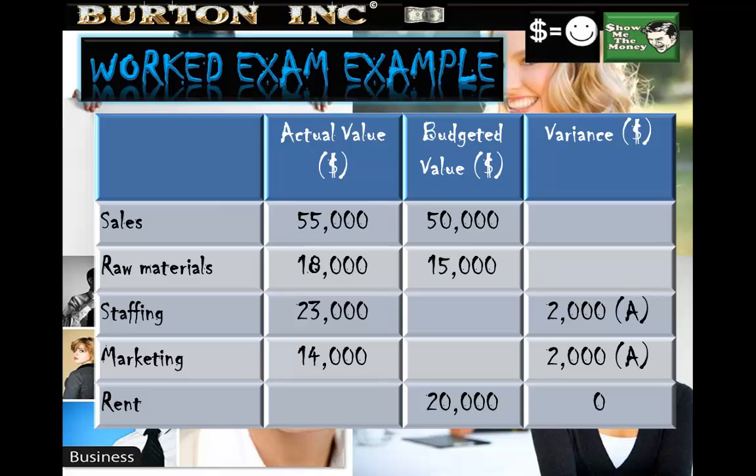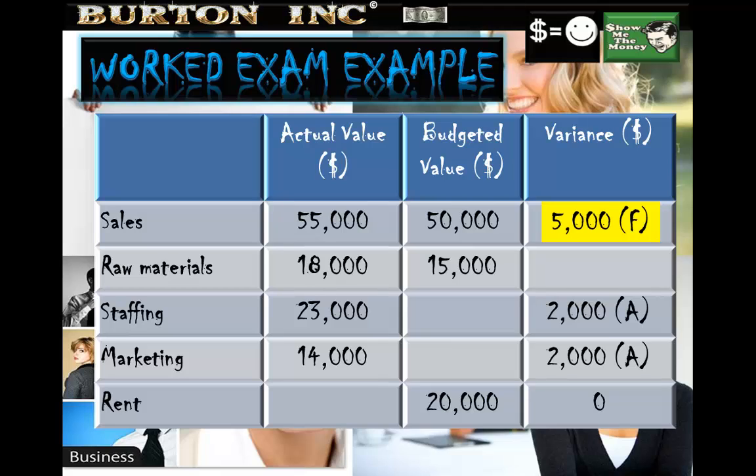Here we are. We've got a few departments here. We've got sales, raw materials, staffing, and we've got marketing department and rent. So these are all things that have been budgeted for. All you are required to do is fill in the gaps. So sales actually came in at $55,000 for whatever accounting period this is, perhaps for the month. And there was a budgeted value. The organisation budgeted for 50k to come in. What's the variance? 5,000. Favourable? Yes. We sold more than we budgeted for, which is great.